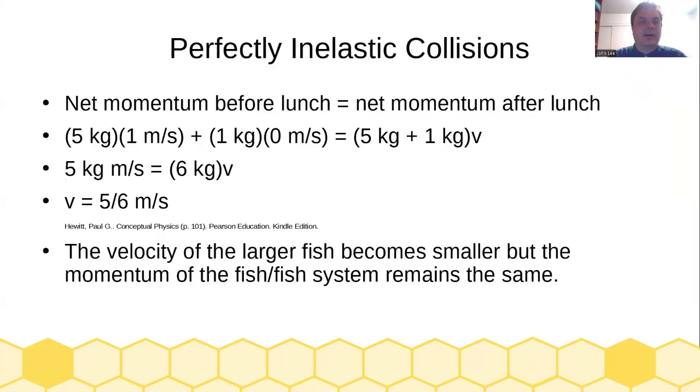For a collision where the second fish, the smaller fish, is not moving at all, the net momentum before lunch is equal to the net momentum after lunch, which means that the mass of the bigger fish times 1 meter per second, which is how fast the bigger fish is going, plus the mass of the little fish times 0 meters per second is equal to the total mass of the big fish and the little fish times the final velocity. Because the total momentum before is equal to the total momentum after.